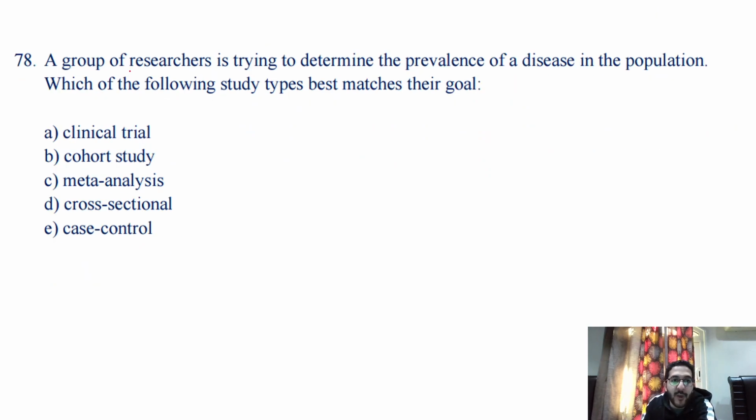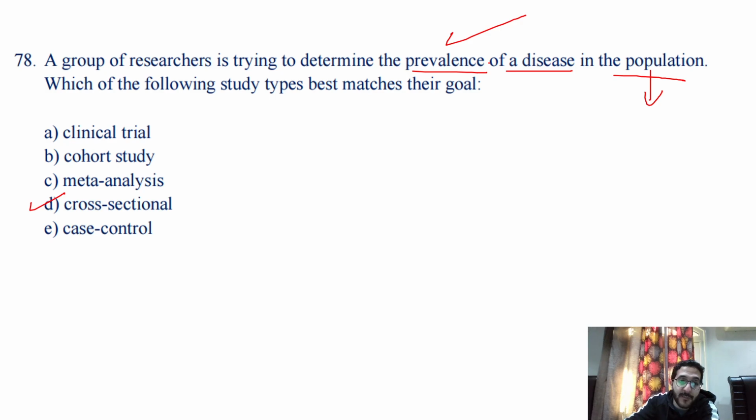Question 78: a group of researchers is trying to determine the prevalence of a disease in the population. So in the population, I want to take a picture of the prevalence. That's it, easy, cross-sectional. It's direct. So the study that asks how many patients have the disease, or the frequency, the prevalence of the disease, is a cross-sectional study.